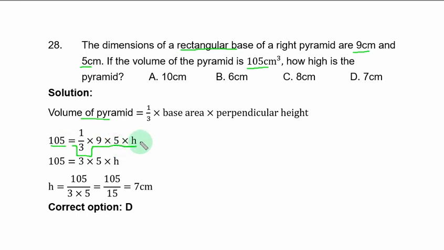5 times the height. You divide 9 by 3, you have 3 here. So you have 105 equal to 3 times 5 times h. To get h, divide through by 3 times 5. You have it in this form, and that gives 7 centimeters. D is the correct option.